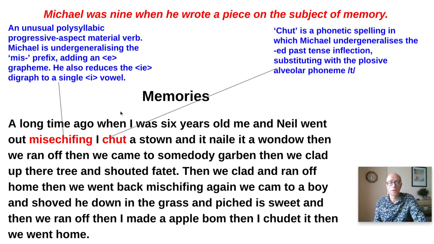Now there's another interesting spelling that we've got. So it's a phonetic spelling. What Michael here is doing is undergeneralizing the ED past tense inflection. He's talking about something in the past tense, and he's not applied this rule that you usually put in standard English. You put ED on the end of a verb in order to denote it's the past tense. And instead, he's substituted it with a T. So it's a plosive. This is where you can show off your phonological knowledge: plosive alveolar phoneme T.